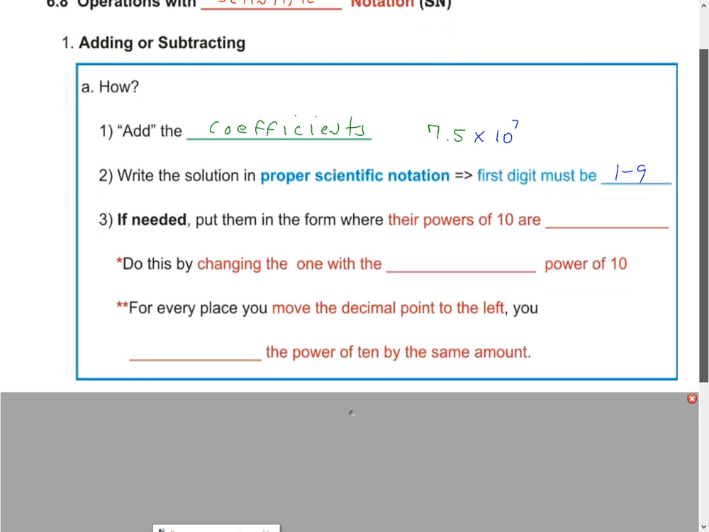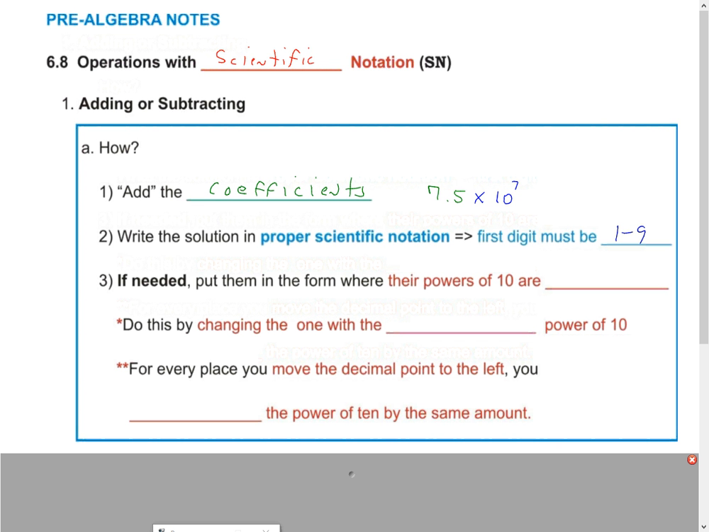All right, 3 is an if-needed situation. Here's the reality. You need to pay attention to this statement. Don't let it go over your head. In order to add or subtract numbers in scientific notation, and I'm going to take my red, I'm just going to go up here and put an asterisk. In order to add them, they must have the same power of 10. In other words, the exponent has to be the same on the 10.